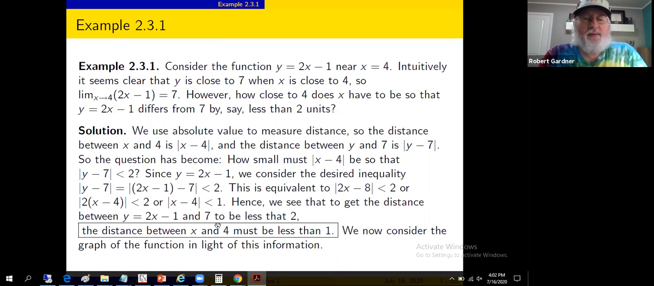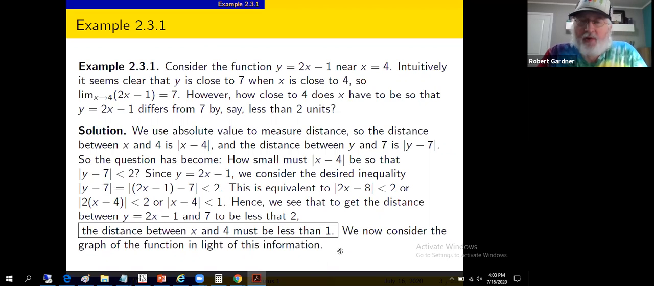So we need to make the absolute value of x minus 4 less than 1. We need to make the distance between x and 4, that is the absolute value of x minus 4, less than 1. You make this distance less than 1, and that distance will be less than 2.